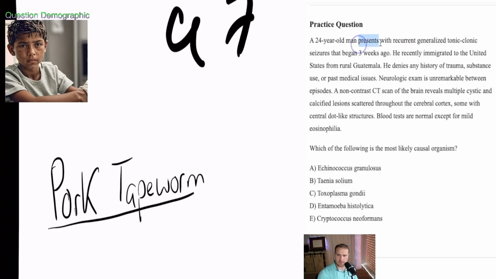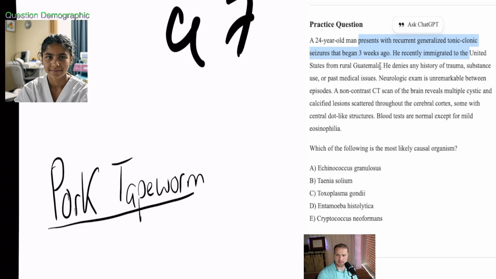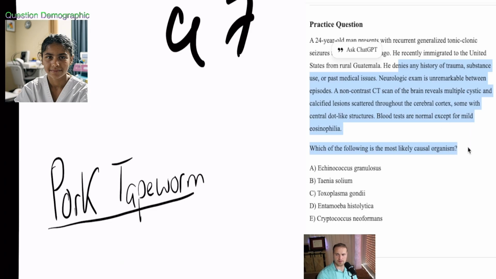Next, we have a 24-year-old man with recurrent generalized tonic-clonic seizures that began 3 weeks ago. Immigrated to the United States from Guatemala. Denies any history of trauma, substance use, or past medical issues. Neurologic exam is unremarkable between episodes. Non-contrast CT of the brain reveals multiple cystic and calcified lesions scattered throughout the cerebral cortex, some with central dot-like structures. Blood tests are normal except for mild eosinophilia. Which of the following is the most likely causal organism?